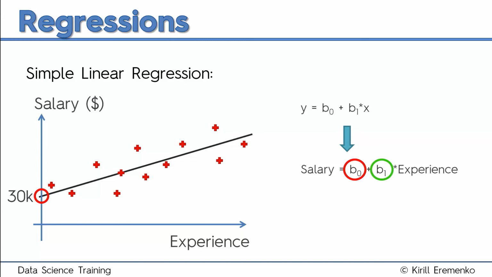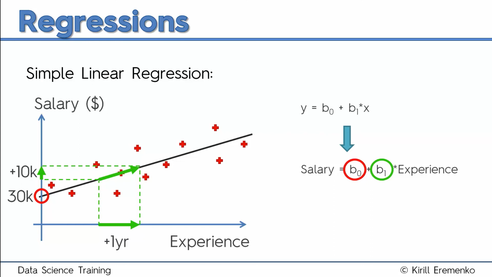Now, what is B1? B1 is the slope of the line, and the steeper the line, the more money you get per extra year of experience. Let's look at this in this particular example. Let's say somebody went from maybe 4 to 5 years of experience. To understand how his salary will increase, you have to project this onto the line and then project that onto the salary axis. And you can see that for 1 year of experience, the person will get an extra $10,000 on top of his salary.